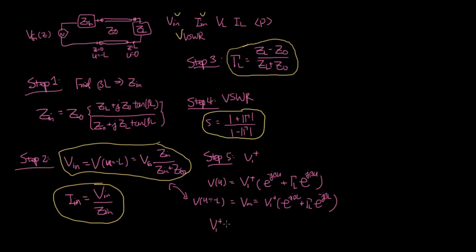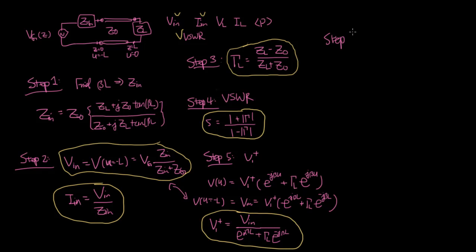And when we do that, we can find that V1 plus is going to be equal to Vin all over e to the j beta L plus gamma L e to the minus j beta L, where Vin is what we calculated in step 2. So now we have an expression for V1 plus. We can then use that to find the voltage and the current at the load.